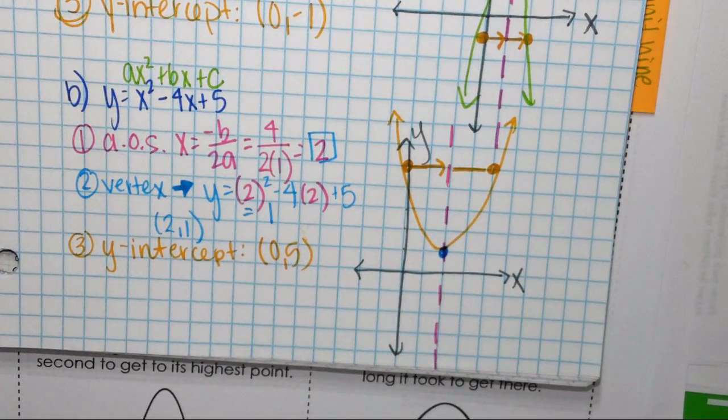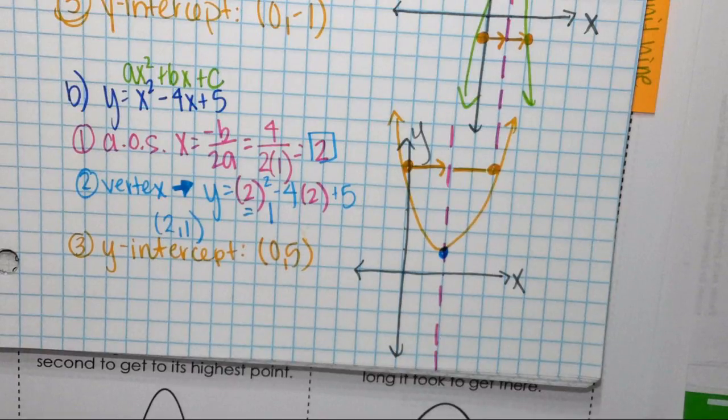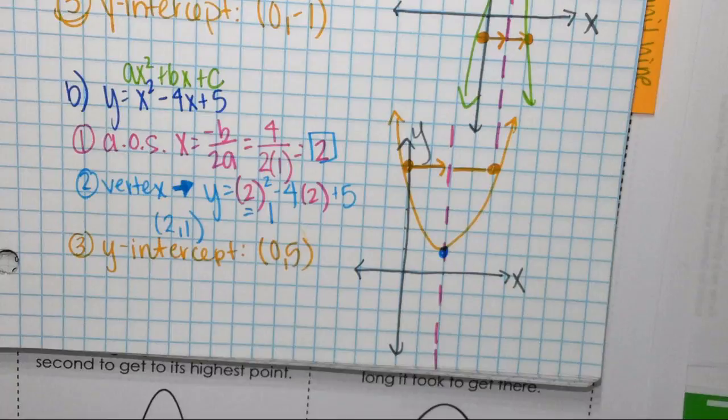All right, what are my solutions to this? Do I have any? Remember, solutions are where it crosses which axis? X. Do I have any? No. How many? All right, fantastic.